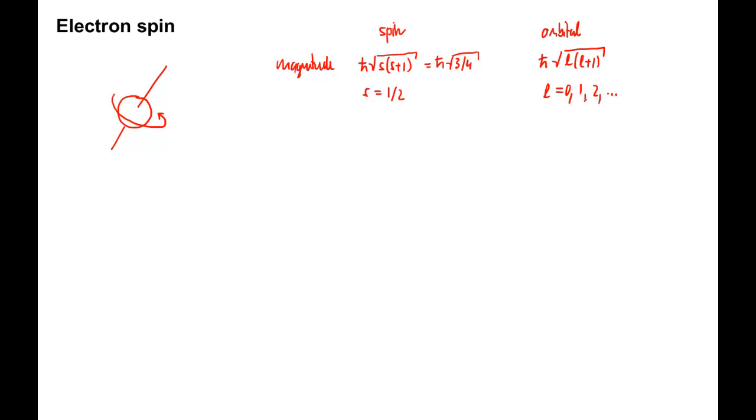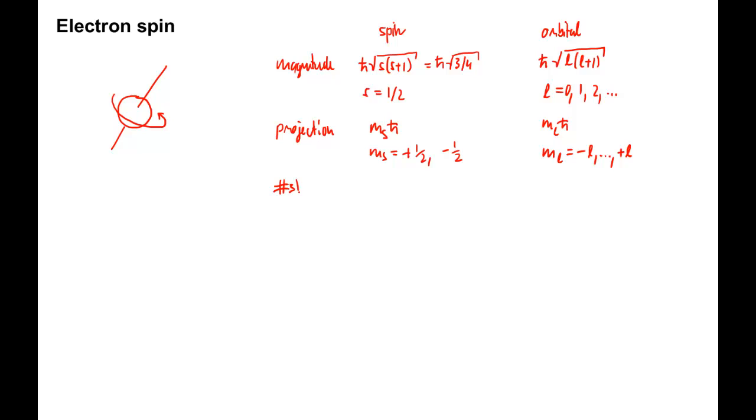When measuring the projection of the spin angular momentum along an axis of choice, let's say the vertical one, you can get only two possible values, plus h bar over 2 or minus h bar over 2, written as ms times h bar, where ms equals either plus 1/2 or minus 1/2. This is very similar to orbital angular momentum, where we have ml h bar as a projection, with ml running from negative L all the way up to positive L. In both cases, the projection is quantized.